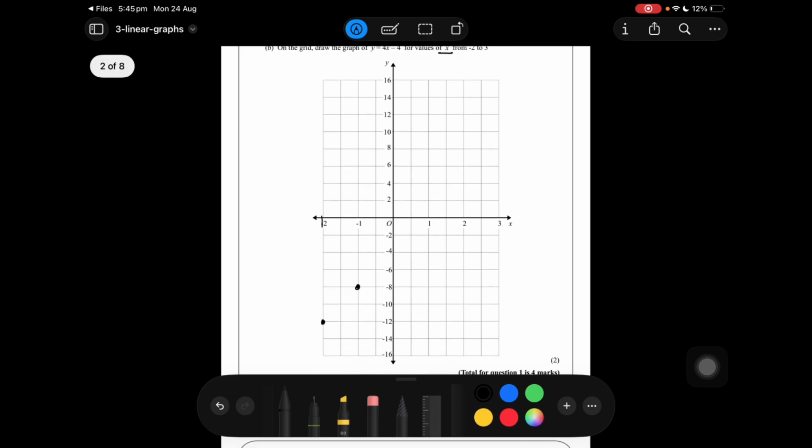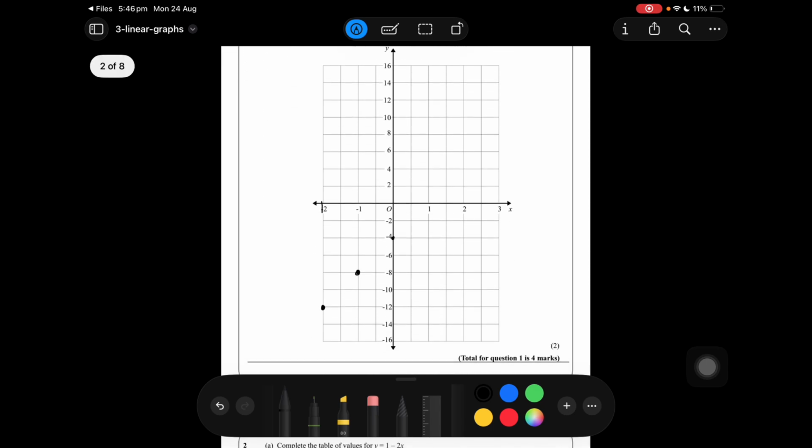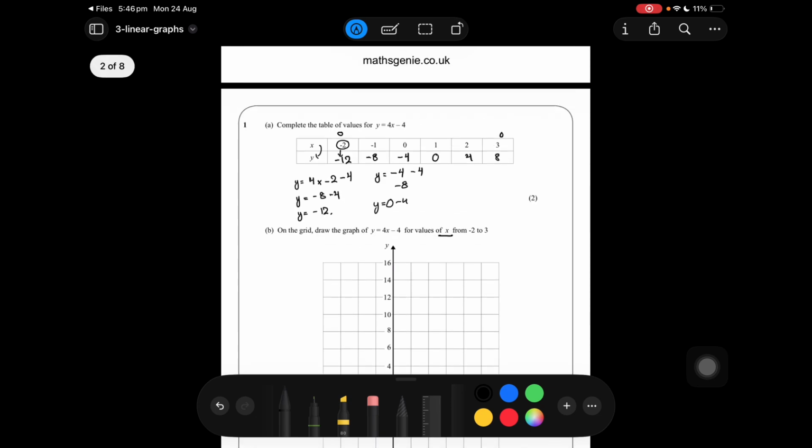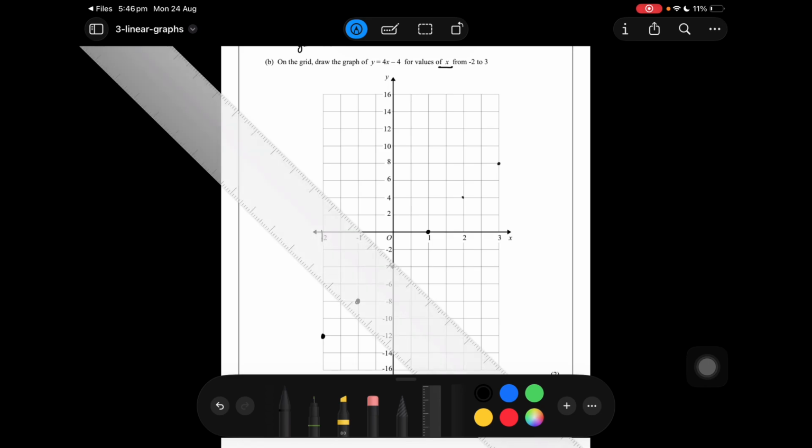Now the next one is 0 and negative 4. So 0 and negative 4. And then it's 1 and 0, so right here. And then 2 and 4. So here's the 2 and 4. And then 3 and 8.